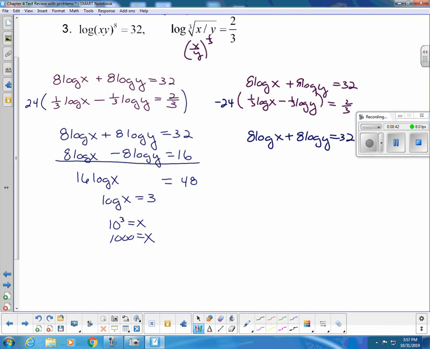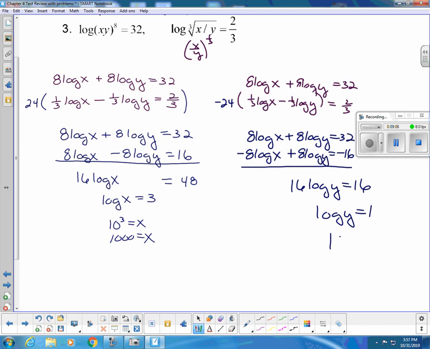Okay, so now when I multiply here, I get a negative 8. So when I add these, the x's are going to cancel. And you get a positive 8 here, and you get a negative 16 here. When I add them, these cancel. You get 16 log y equals 16. The 16's cancel because you're going to divide by 16. So 10 to the 1st equals y. So x is 1,000 and y is 10. Easy breezy, right? So we'll try not to make it too hard on the test.